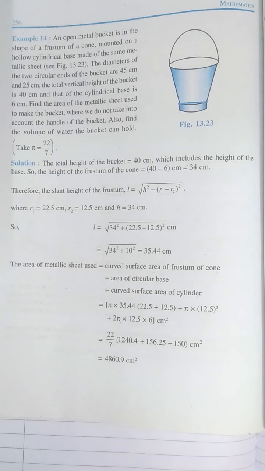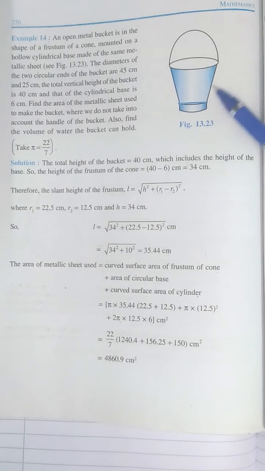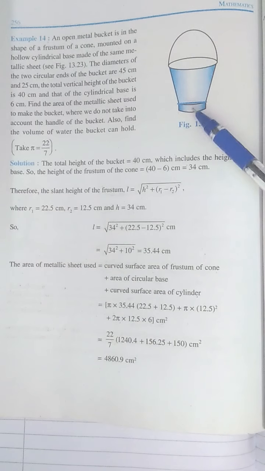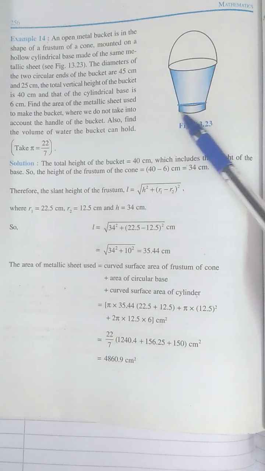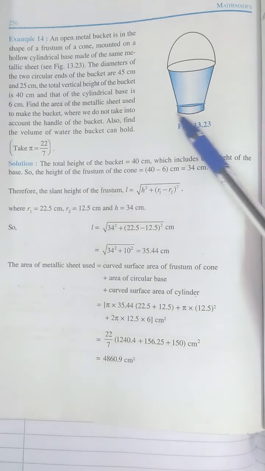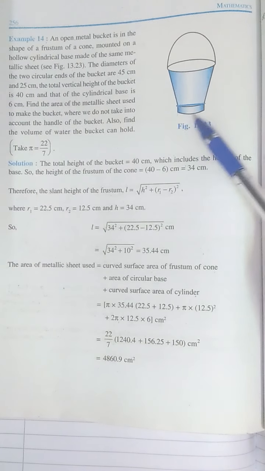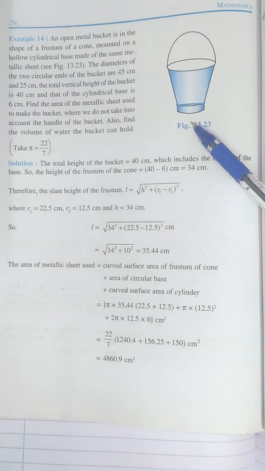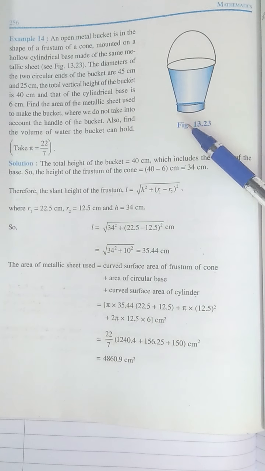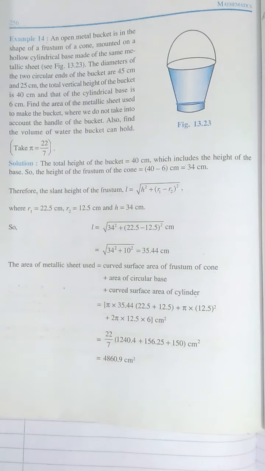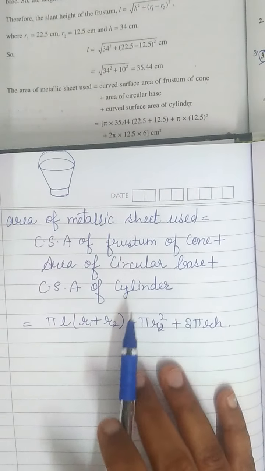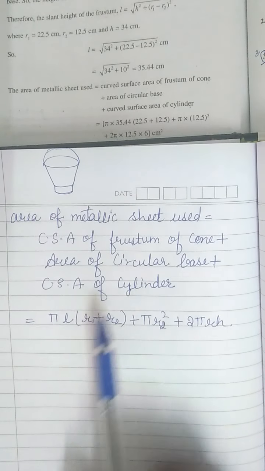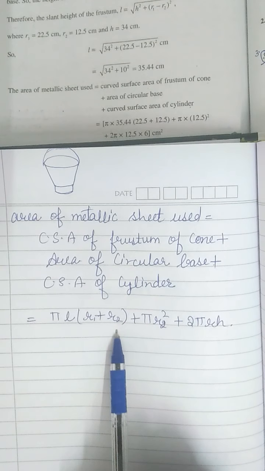So that is equal to curved surface area of frustum of cone plus area of the circular base plus, this is in the shape of a cylinder, so we add the curved surface area of the cylinder. Okay, so that's why we use the formula. So as we know, the curved surface area of frustum of cone is pi l (r1 plus r2).